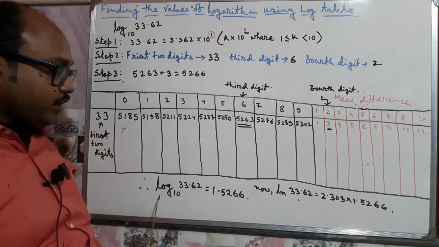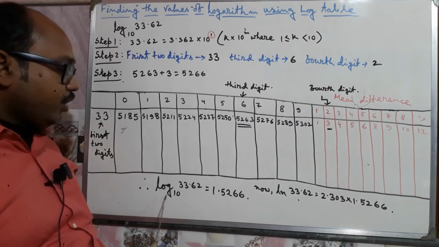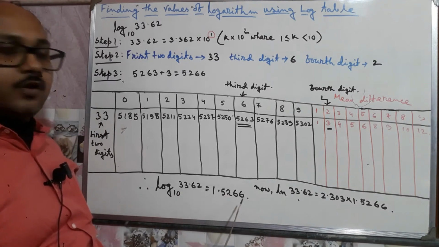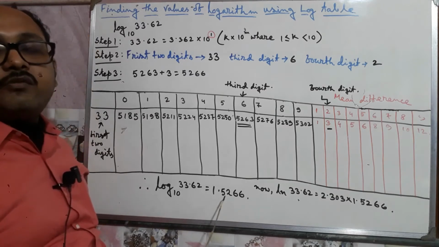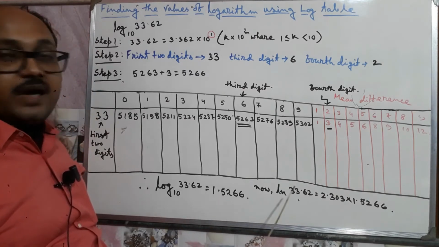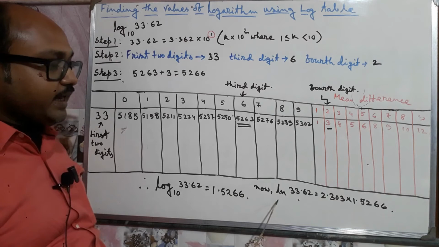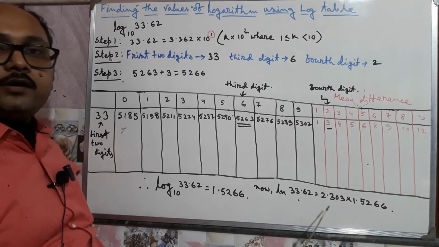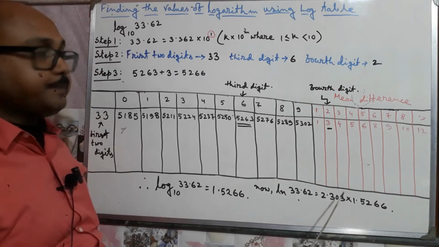So what did we get? The value of log 33.62 to the base 10 is equal to 1.5266. From this value, if you want to get the value of the natural log, that is ln 33.62, we have to multiply this value by 2.303.